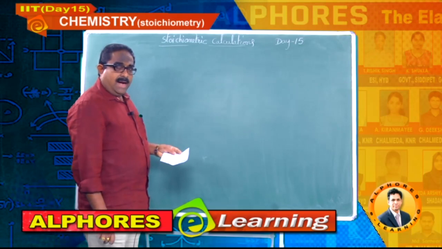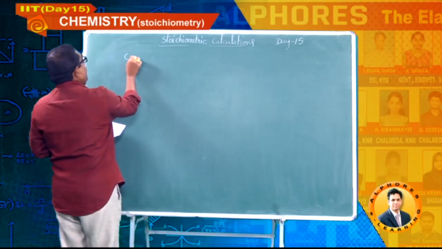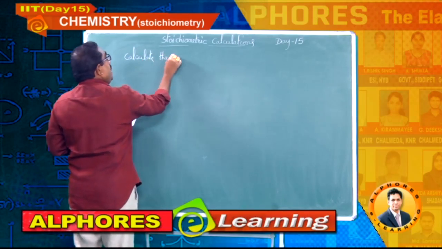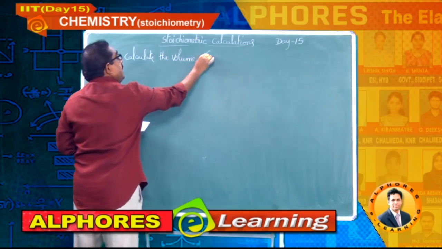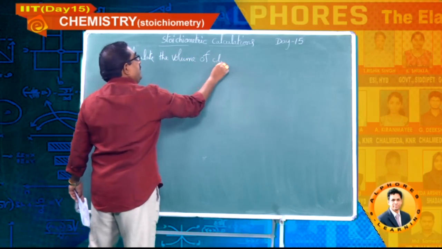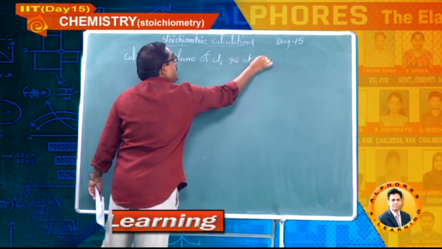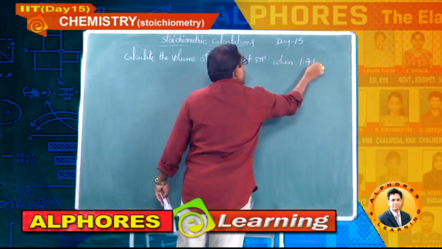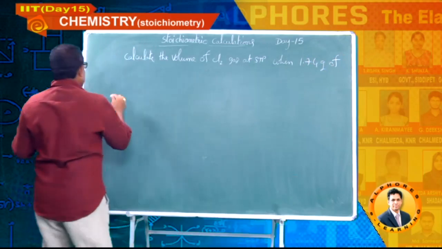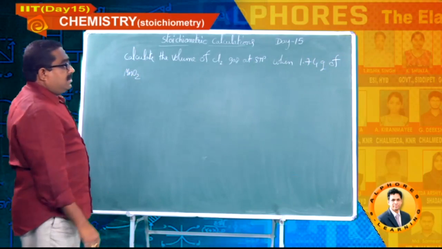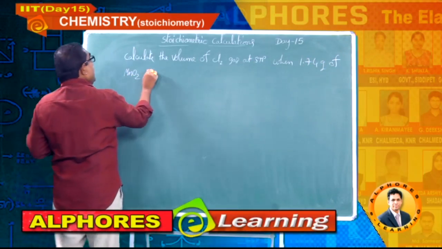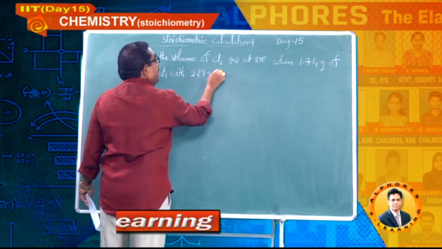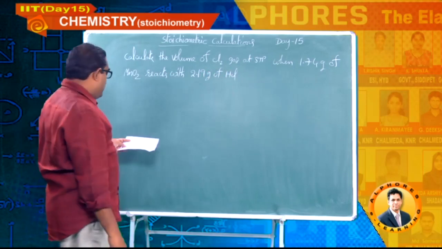Okay students, write down the next question. Calculate the volume of chlorine gas at STP when 1.74 grams of manganese dioxide reacts with 2.19 grams of HCl.